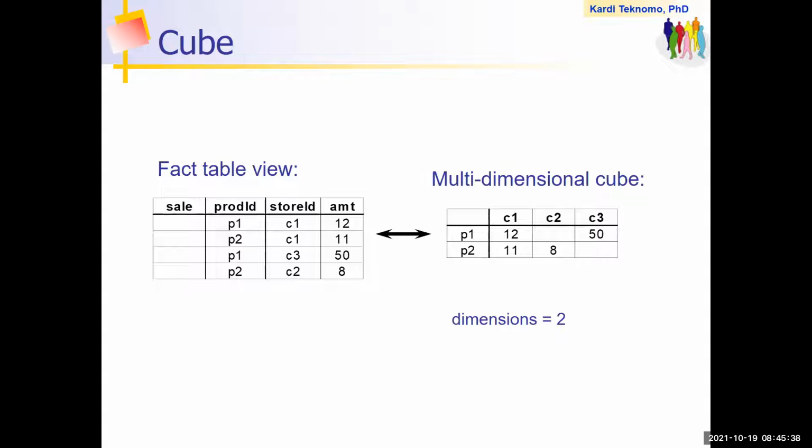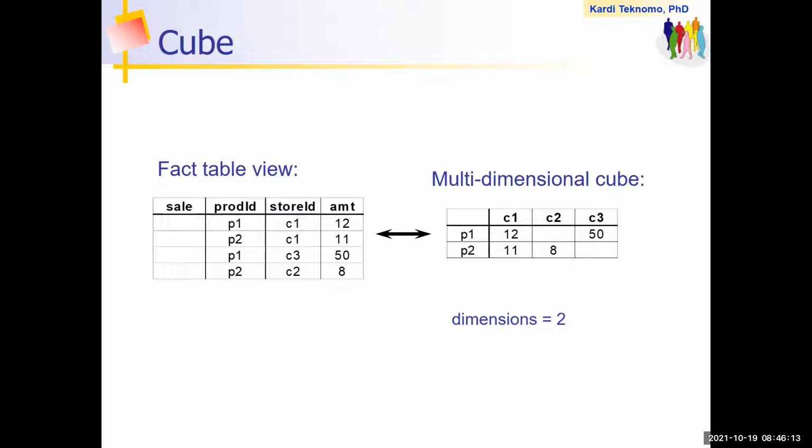Now, using this data cube, you can start to convert the table view into a multi-dimensional cube. Look at this example here. On the left side is a table, for example, this is a sales table. So you have product ID, you have store ID, you have the amount, right? And on the right side, you see this is the cube modeling.